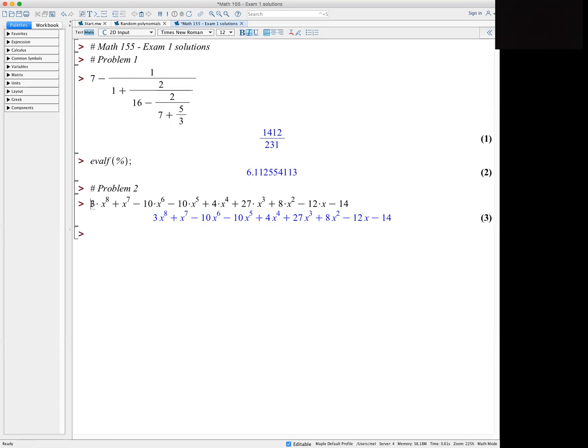That's the polynomial, but we want to factor it. And the command to factor a polynomial is just factor. So factor that, put the polynomial in parentheses. So that's what happens when you factor it. That's kind of simple enough.